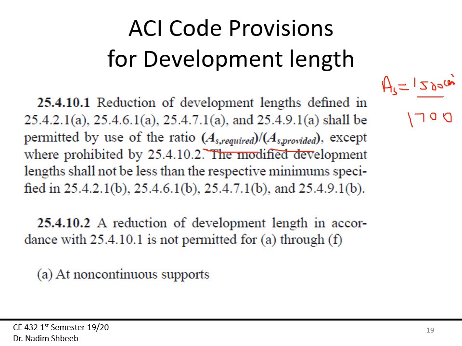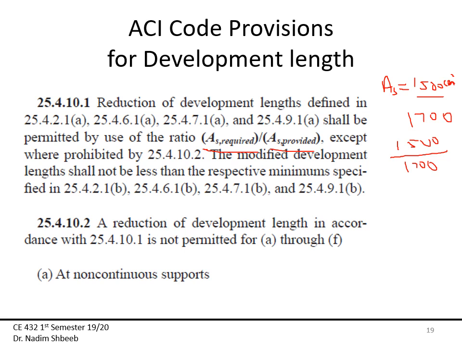Then what I will do is take that required area, the 1500 that I got from calculating the actual area of steel, and divide it by what I'm providing, which is, let's say, usually my 6 phi 20 or 4 phi 20, which is usually more than what I get from calculation. So this ratio is going to be less than 1. Then I can multiply that by the development length that we already got previously.